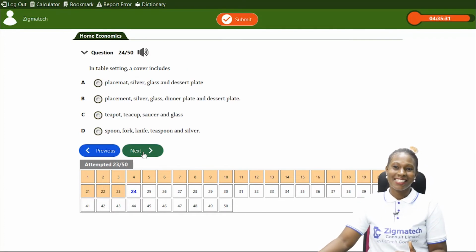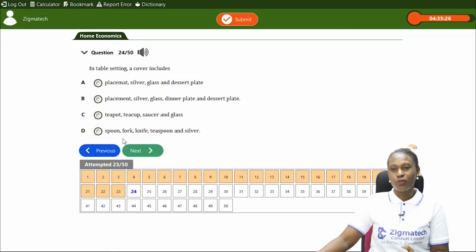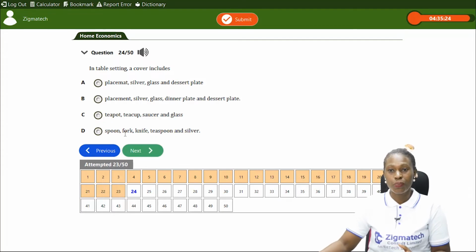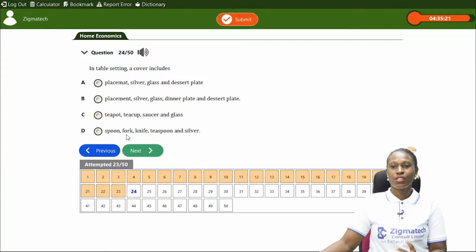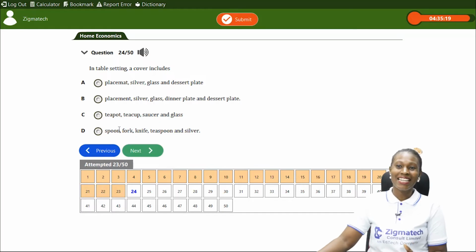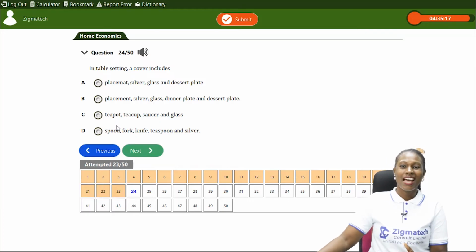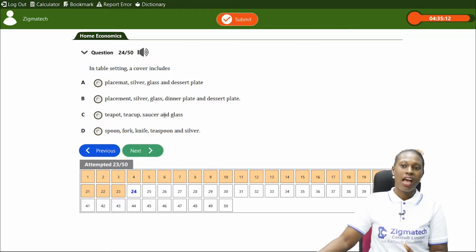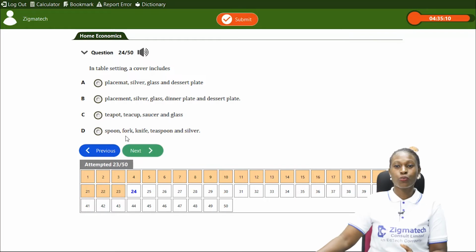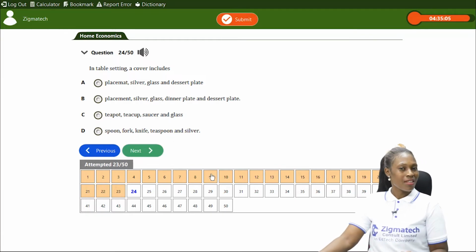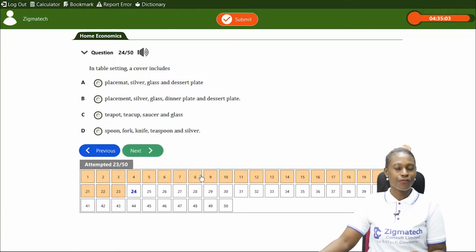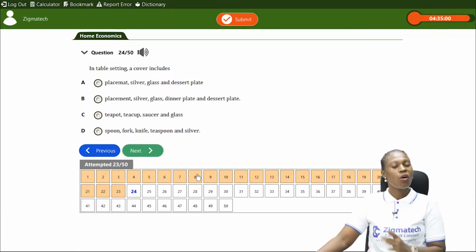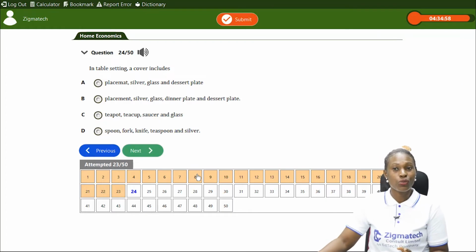Now, in table setting, a cover includes A, placement, silver, glass, and dessert plates. B, placement, silver, glass, dinner plate, and then dessert plate. Then C, we have teapot, teacup, saucer, and glass. Then D, we have spoon, fork, knife, teaspoon, and silver. Now, to start with, what is a cover, if you must ask? A cover is the place that is made for someone to eat.